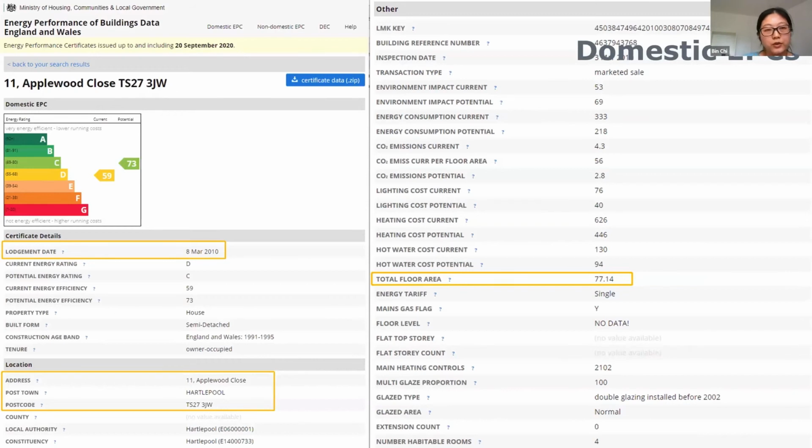The third data set we use is domestic EPC data. Here is a screenshot of what the domestic EPC data look like. It overall covers over 100 variables, and I just highlight the ones we use in this data set. On the left side, you can see the registry date of this EPC certification, and it also has the property address. On the right side is the core information we want to get from the domestic EPC, which is the total floor area.